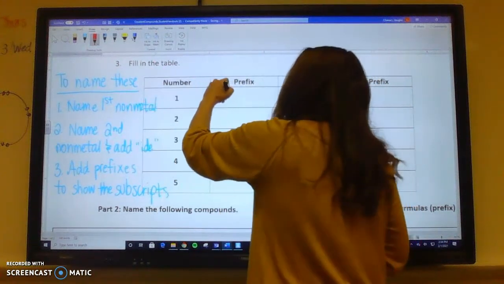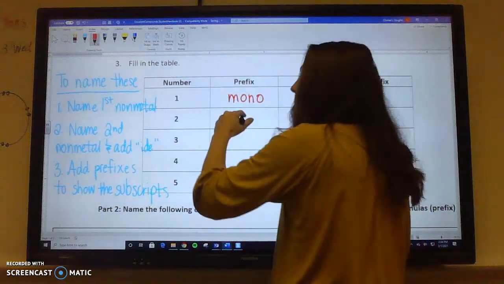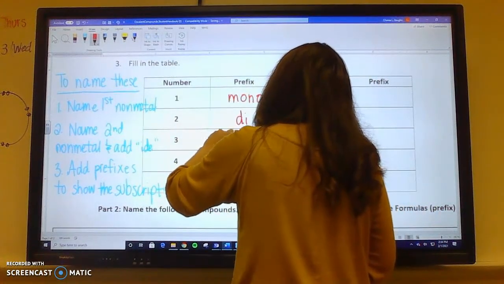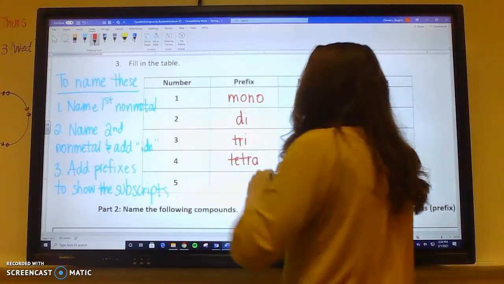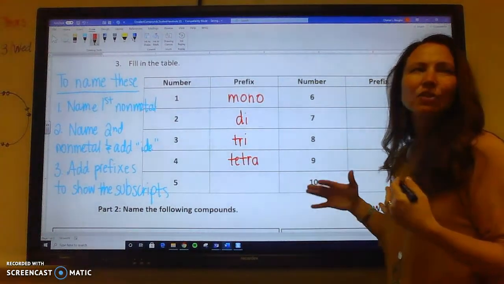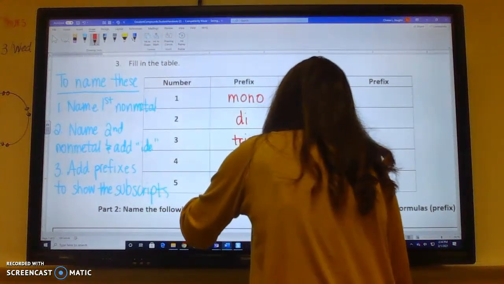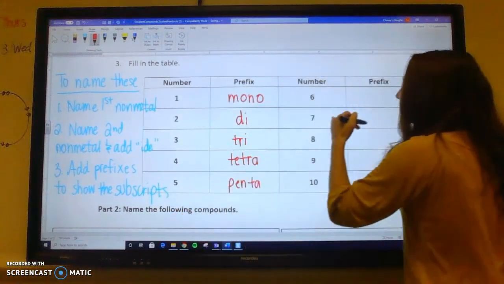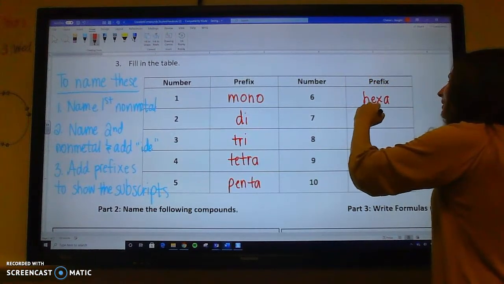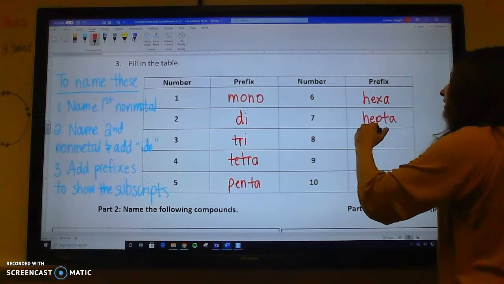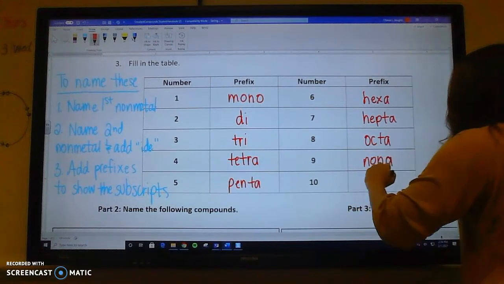The prefix for 1 is mono. What do you think 2 is? Di. 3 is tri. 4 is tetra. Y'all, these are going to be multiple choice on your test. Don't stress over all these prefixes. 5 is like geometry, it's penta. 6 is hexa. 7 is hepta. It's a little different. 8, octa. 9 is nona. And 10 is deca.